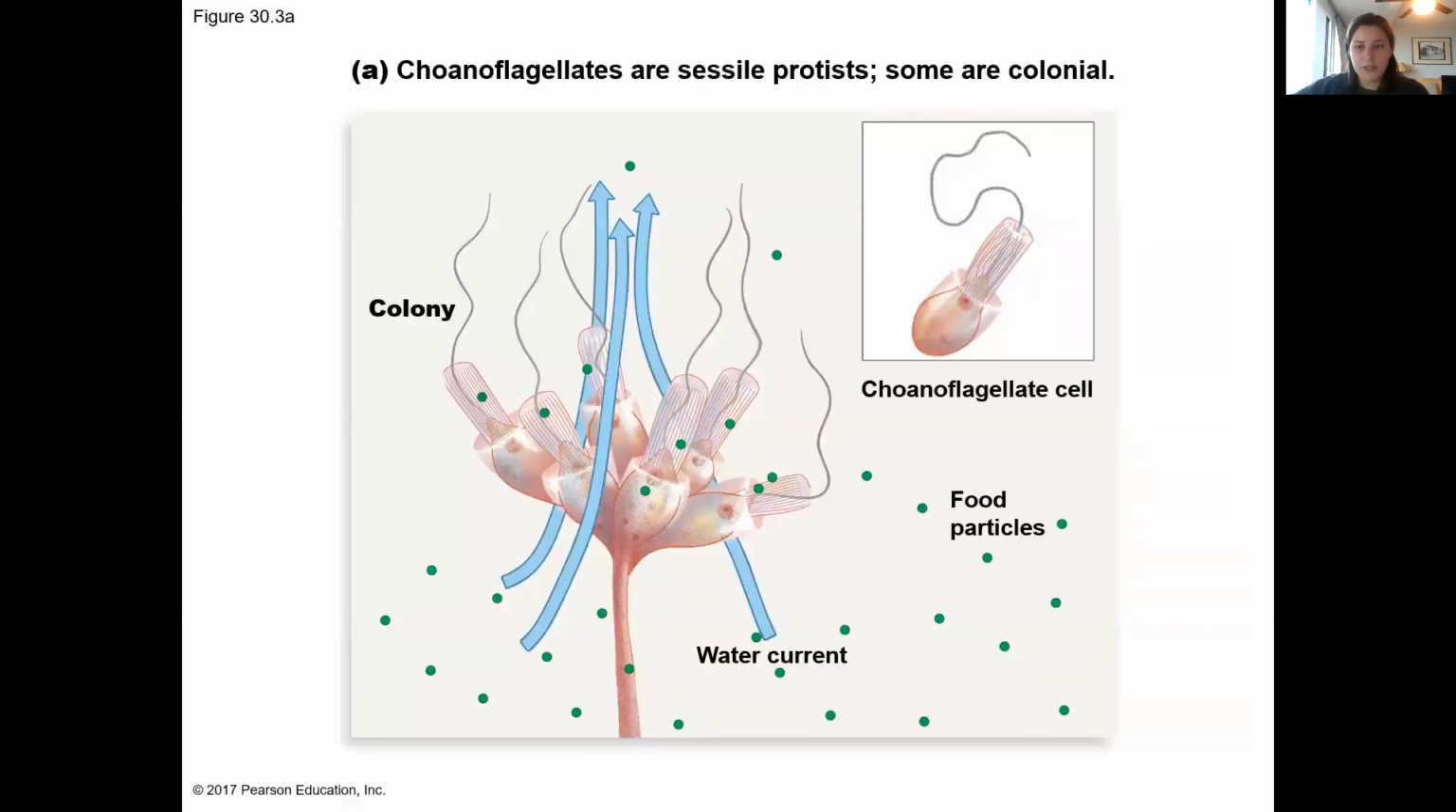And again, here we're looking at how choanoflagellates and sponges are almost identical in structure and function. So they have the ability to form colonies and pool in water the same way. And the cells are structurally similar. And we can see that here, how they're going to be pulling those food particles through the water current and able to maintain and grow through that.